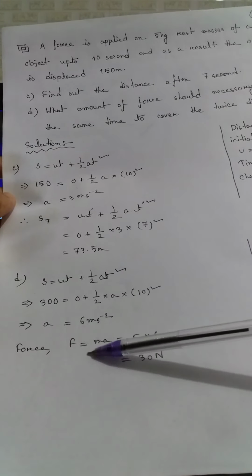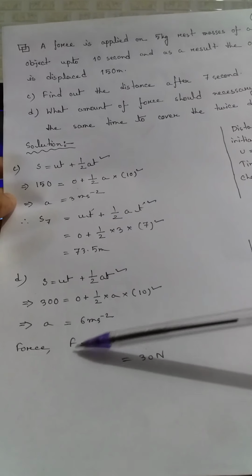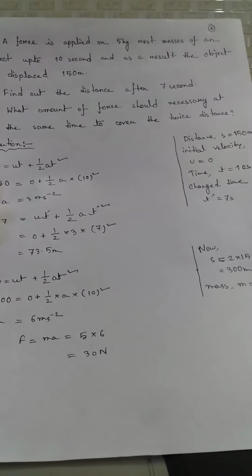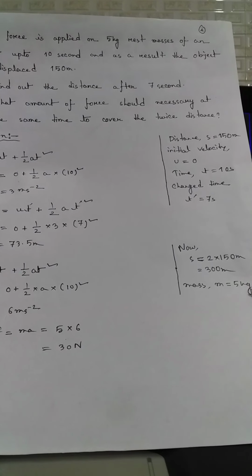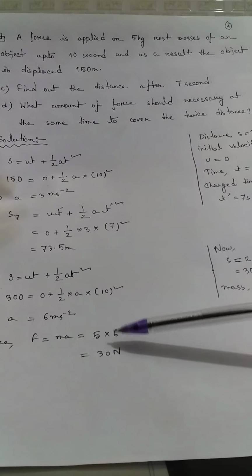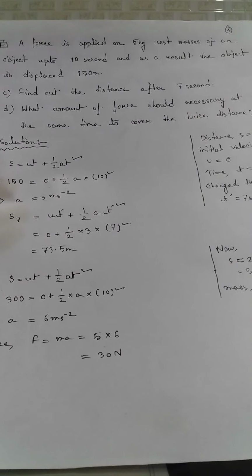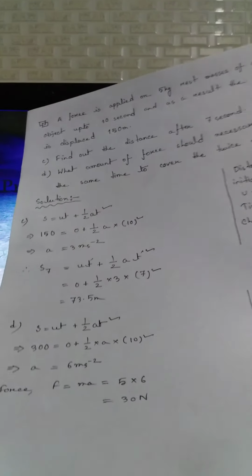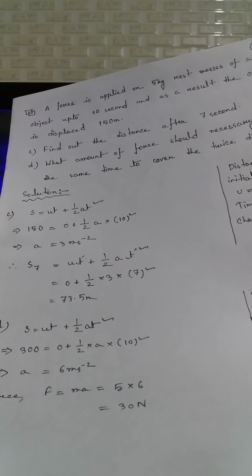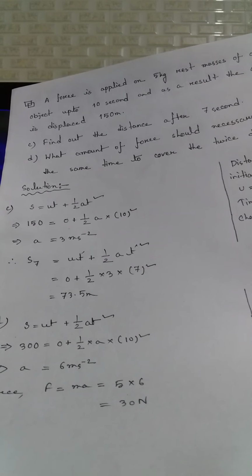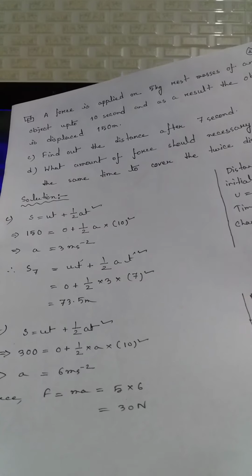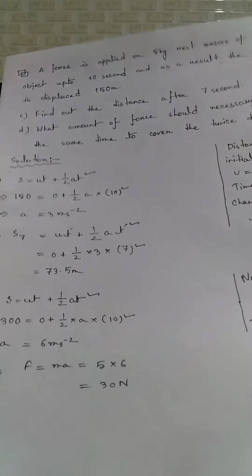And if we want to calculate the value of force, we have to apply this equation, F equals ma, where m equals 5 kg was given in the stem, and acceleration is 6. So now the force will be 30 Newton. That means for covering twice the distance within same time, we have to increase the amount of force. We have to increase the acceleration level. So I think you have understood this question.